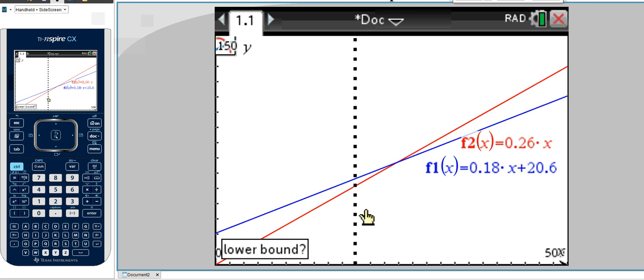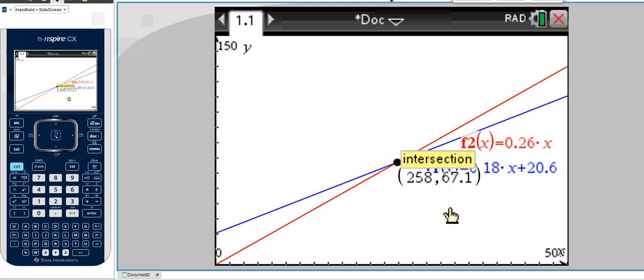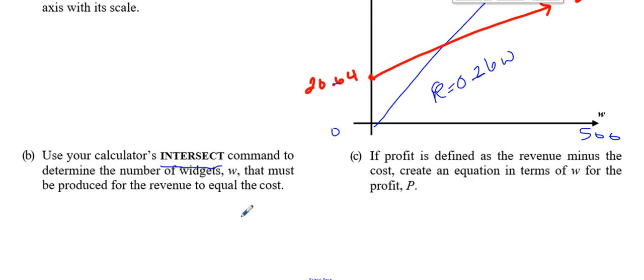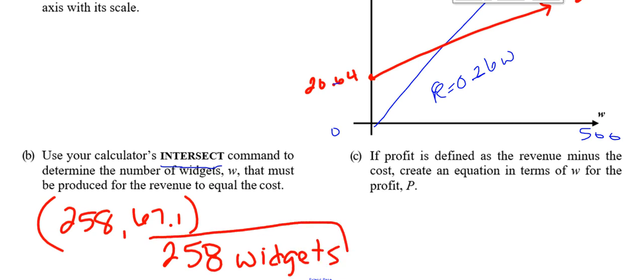Here it says lower bound, so you're going to go just to the left of the intersecting, and then upper bound is just to the right. And it tells you right here it intersects at 258.67. So that tells me, going back to here, that I have to sell 258 widgets. This was my intersection point right here. And I had to sell 258 widgets in order to produce the revenue equal to cost, so to break even.